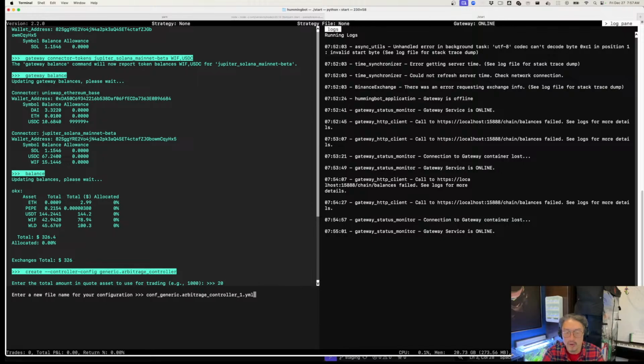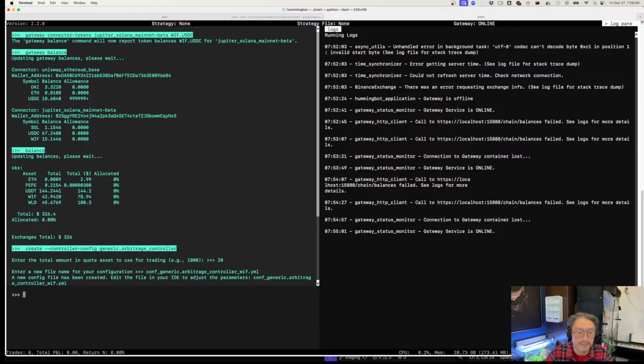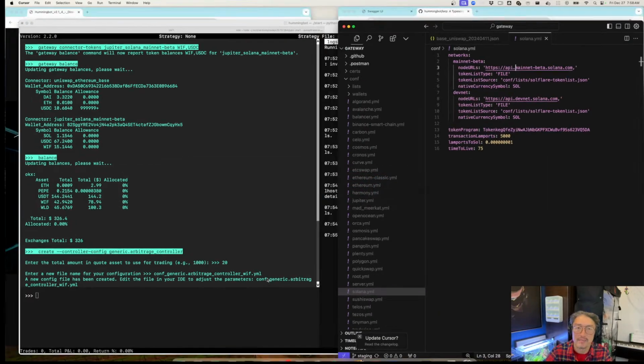So we moved to this format where instead of asking a bunch of questions here, we just create the file, and then you can just edit the file afterwards. I think it's a more consistent user experience. So let's do that first, and let's give it a name that allows us to find it later on. So let's call it arbitrage controller WIF. So now it says edit the file in your IDE, and then we can run it afterwards. So let's go ahead and edit the file in our IDE.